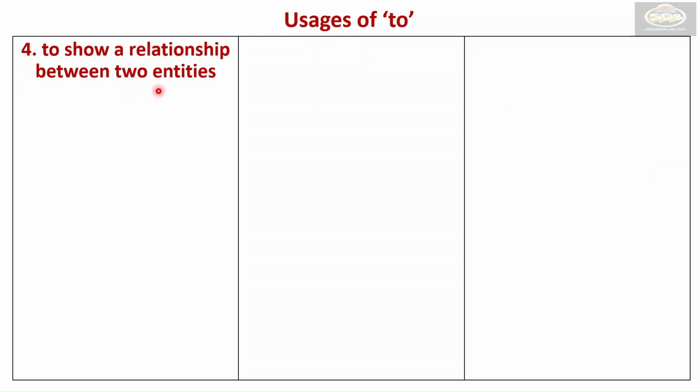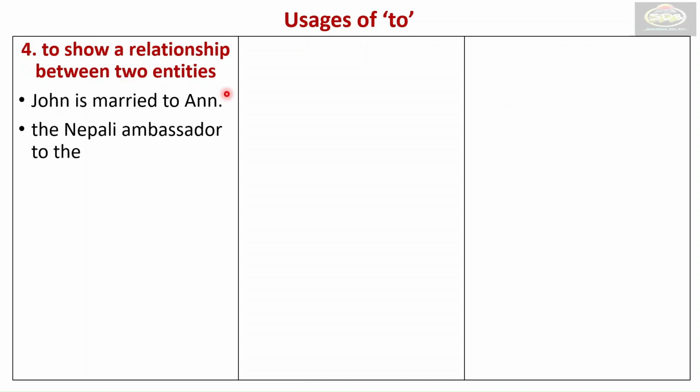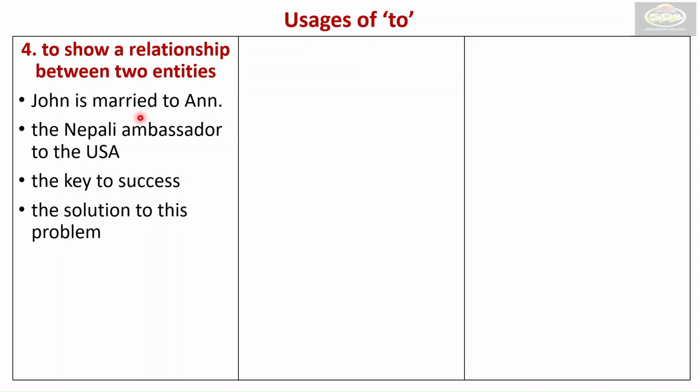Next, use to show a relationship between two entities. Example, John is married to Anne. We have used to indicate relationship between John and Anne. The Nepali ambassador to the USA. The key to success. The solution to this problem.